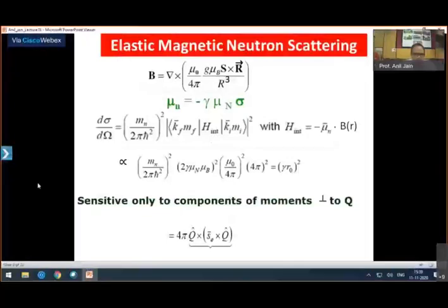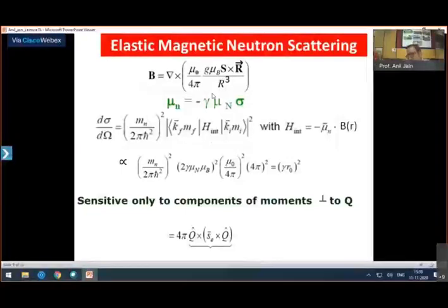Another important point of this cross section is that you now have a cross product in this interaction. So curl of this A, so this quantity here is your vector potential. Now due to the presence of this cross product, your cross section in the case of magnetic neutron scattering is sensitive to the Q.